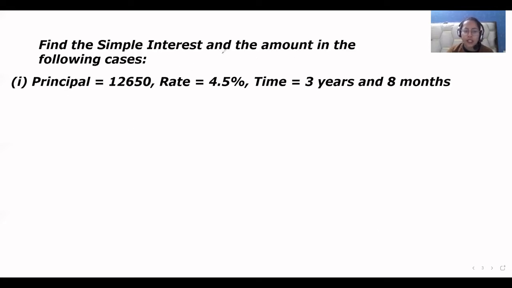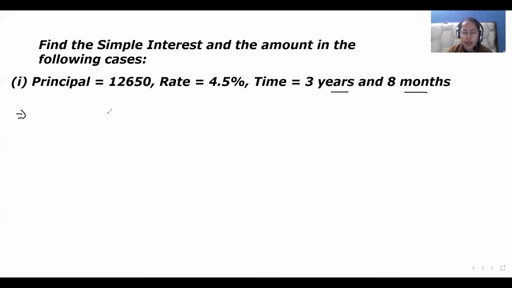Suppose we have to find the simple interest and the amount in this case. So they give you the value of principal, that is 12,650. Rate is 4.5% and time is 3 years and 8 months. As we discussed, time is mostly in years, but here it is in years and 8 months. So we will first turn it into years.